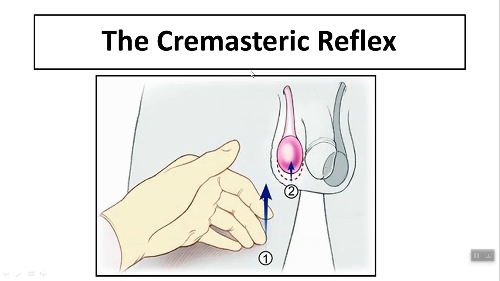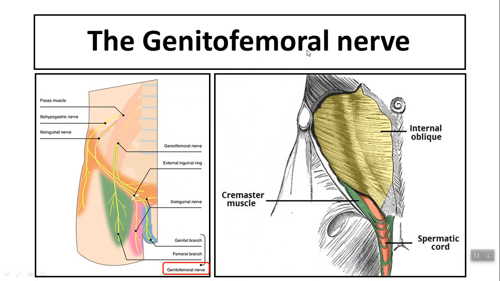Lastly, we have what we call the cremasteric reflex. As the name indicates, it is related to the cremaster muscle. This reflex occurs when we scratch the medial surface of the thigh. It leads to elevation of the testis and scrotum upward. يعني reflex, elevation of the testis and the scrotum upward. This is mediated by the genitofemoral nerve.